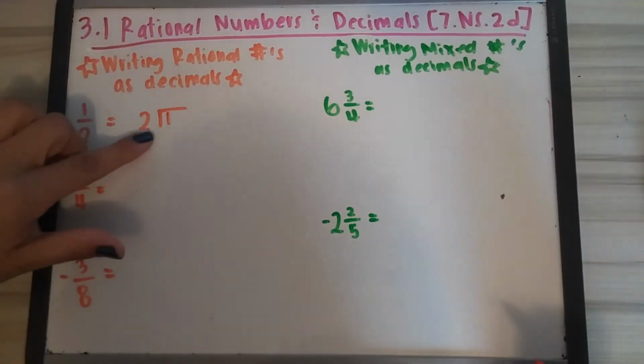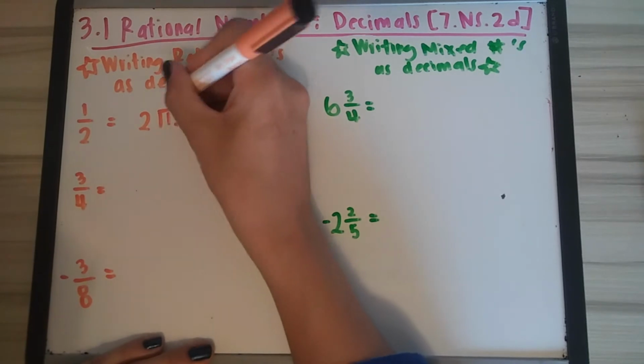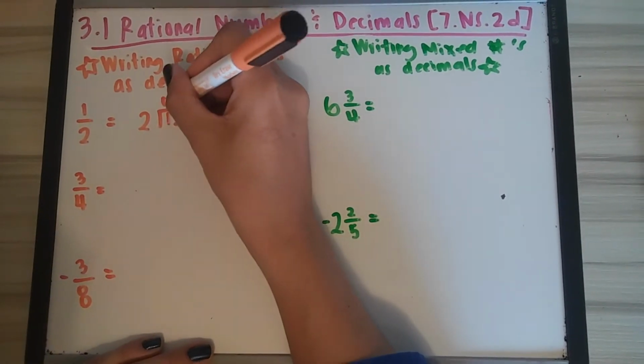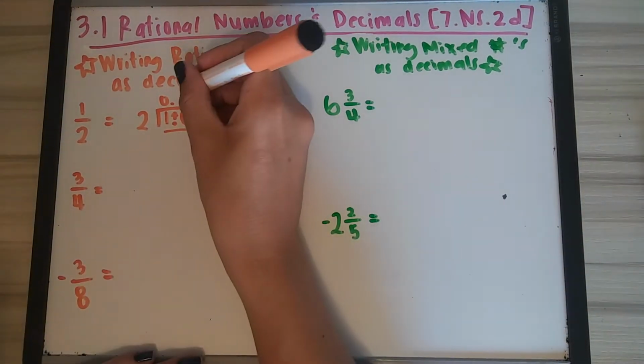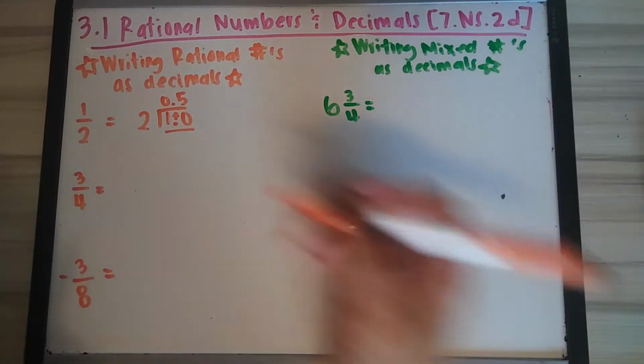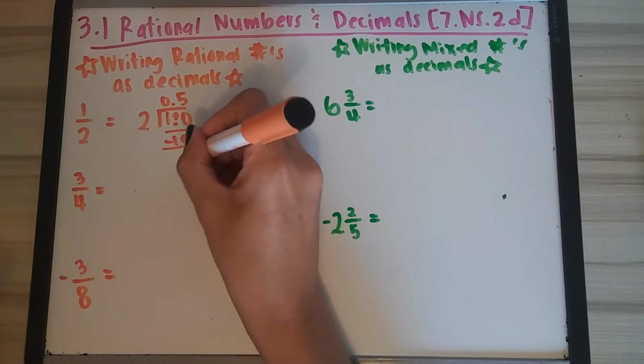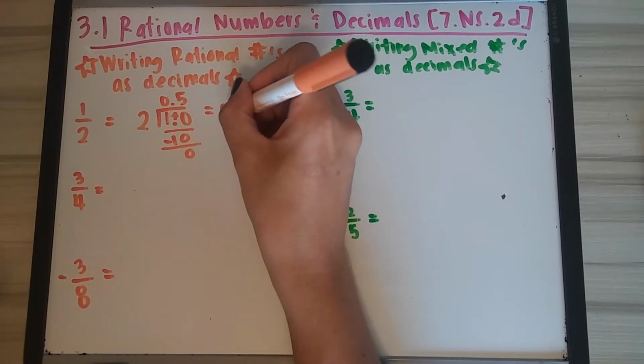Now I know that 2 doesn't go into 1, so I'm going to add a decimal there, 0 times, bring up my decimal, add a 0. So now I have 10. How many times does 2 go into 10? 5 times, and then 5 times 2 is 10, so minus 10. Add a 0 there. So basically 1/2 equals 0.5, or 5/10.